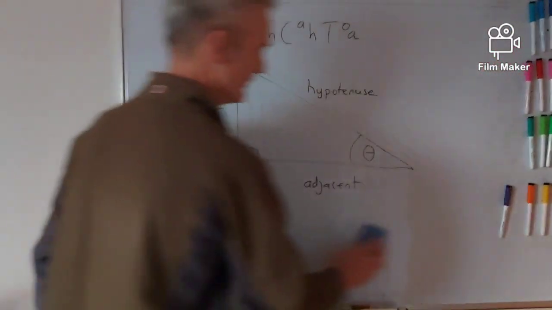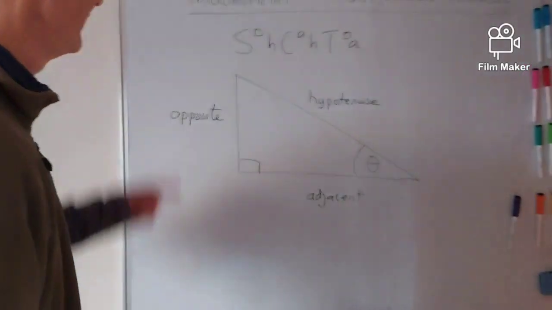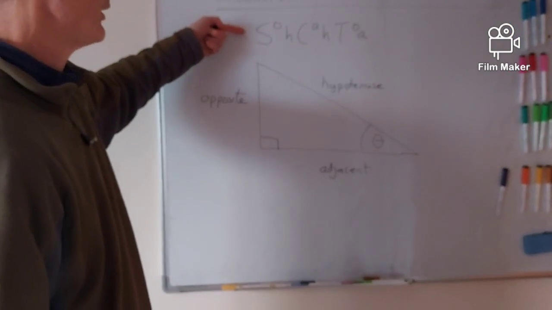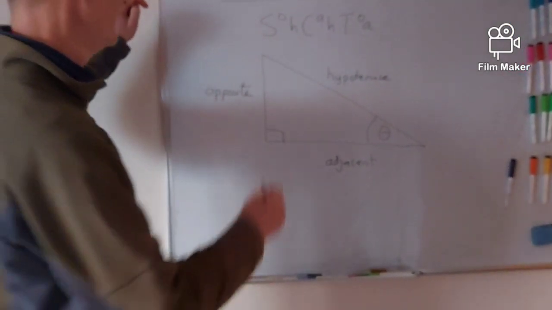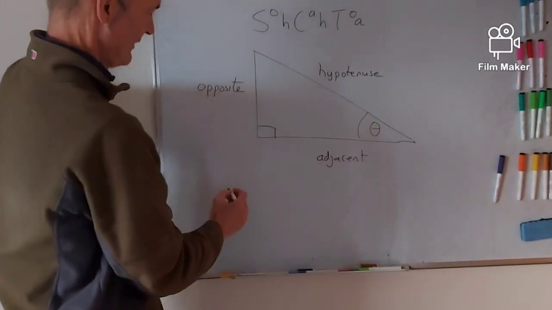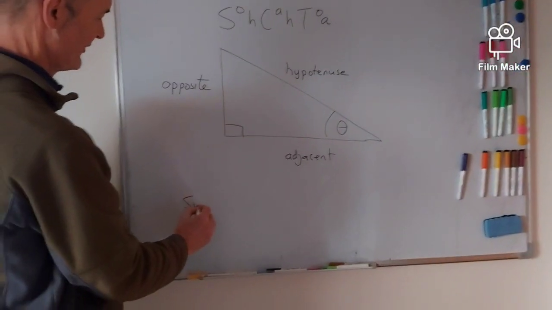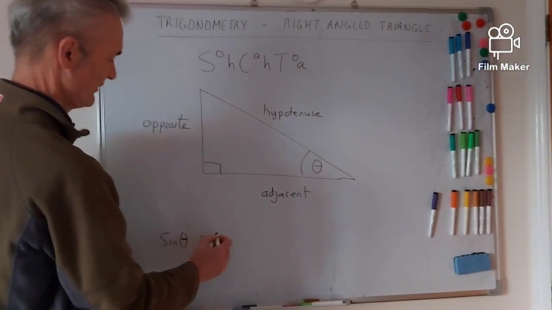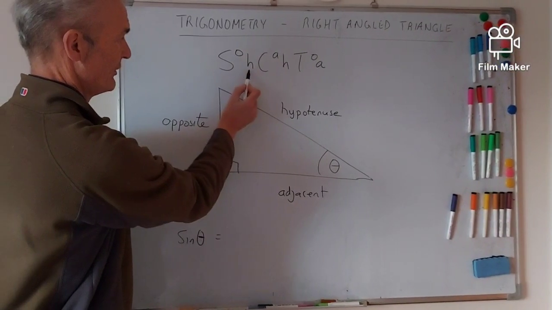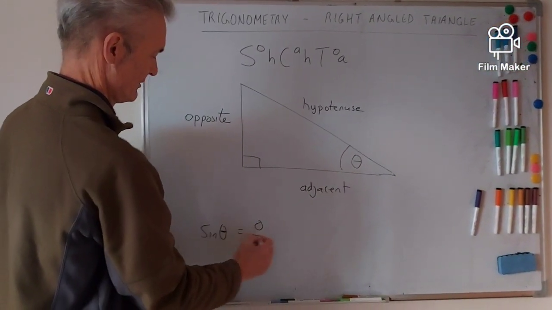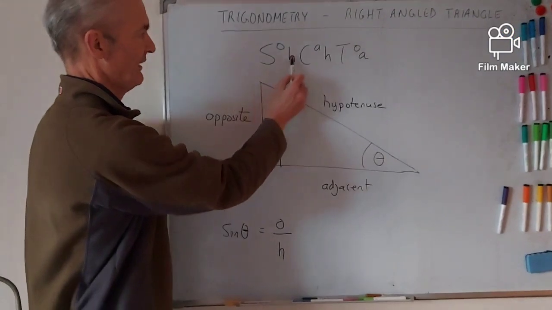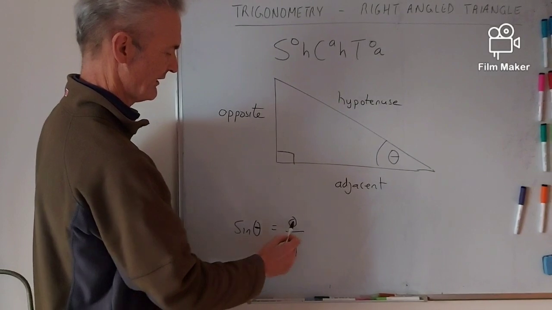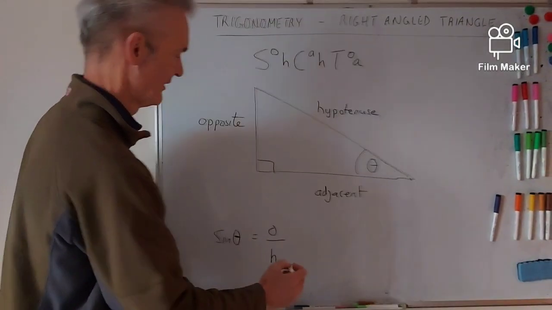Okay, so once we've labelled it, what do we do next? We're going to use this idea up here, this acronym SOHCAHTOA. So how does it work? The first bit, the SO, that is going to be sine theta. So the sine of this angle equals O over H. And I've written it like that so you can see the O is above the H. So it'll help you remember that sine theta is opposite over hypotenuse.